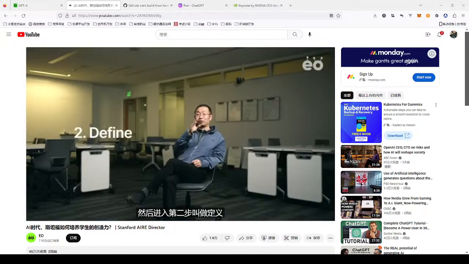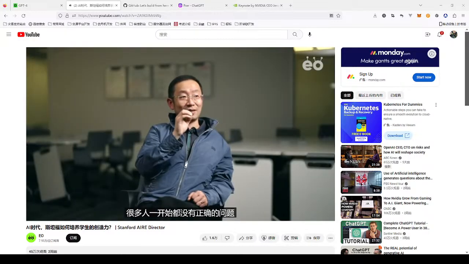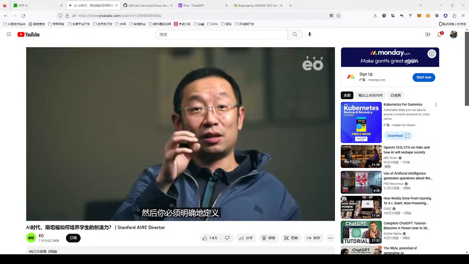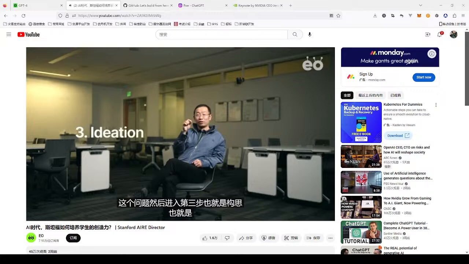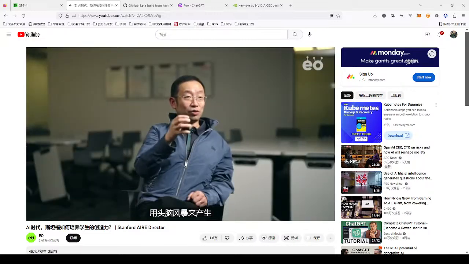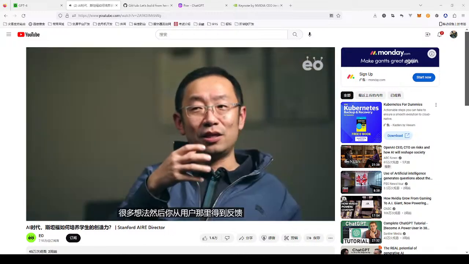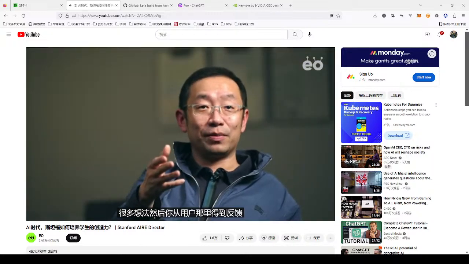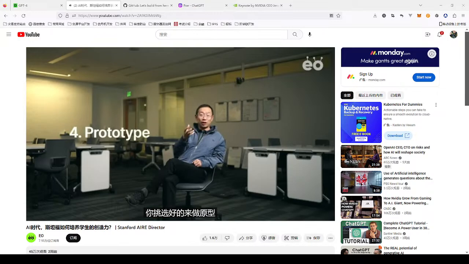And then you go to the second step, which is called define. A lot of people didn't have the right problem to start with. Then you have to define that problem clearly. And then you go to the third step, which is ideation, which is using brainstorming to generate a lot of ideas. And then you get feedback from the users. You pick the good ones to prototype. After you do the prototype, which is the fourth step, you test with the user. And then you get feedback.